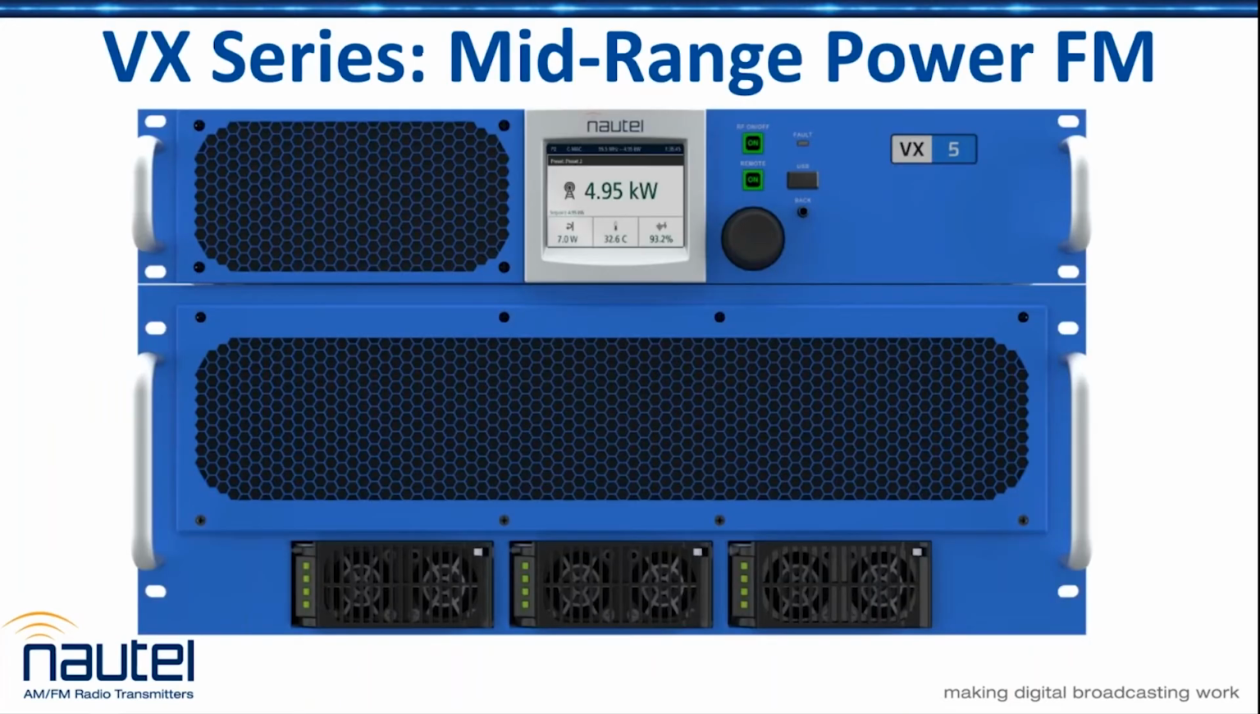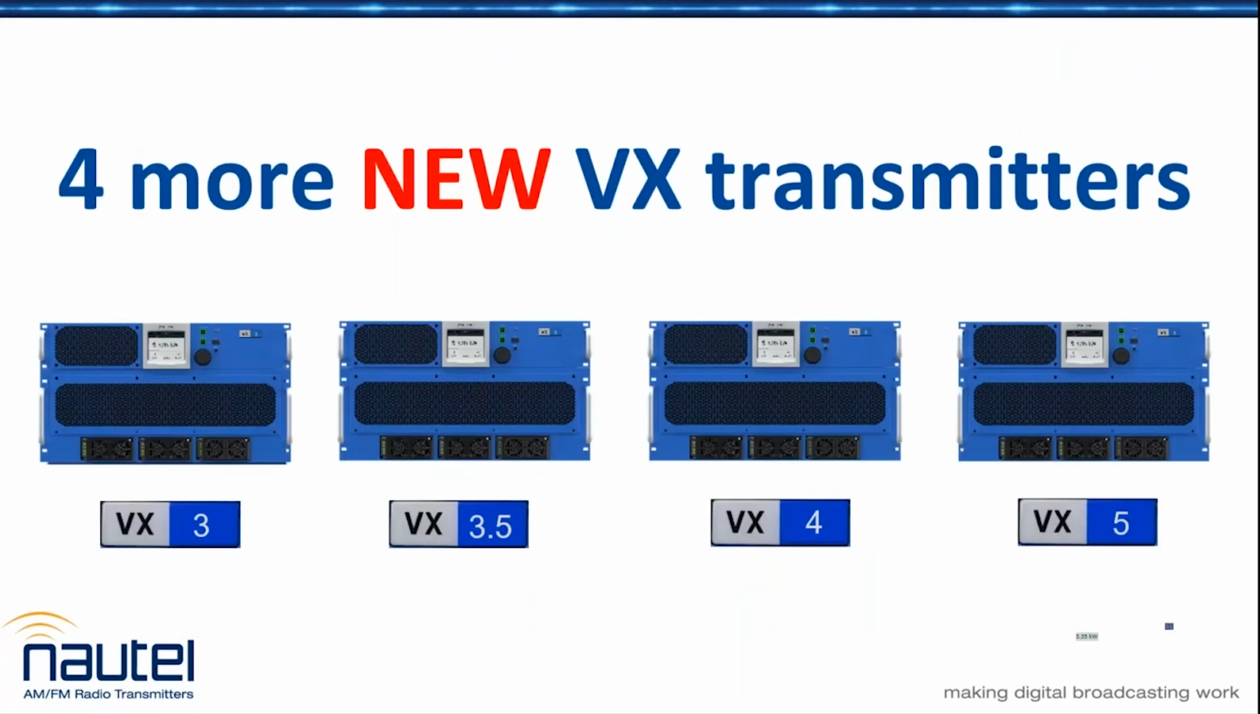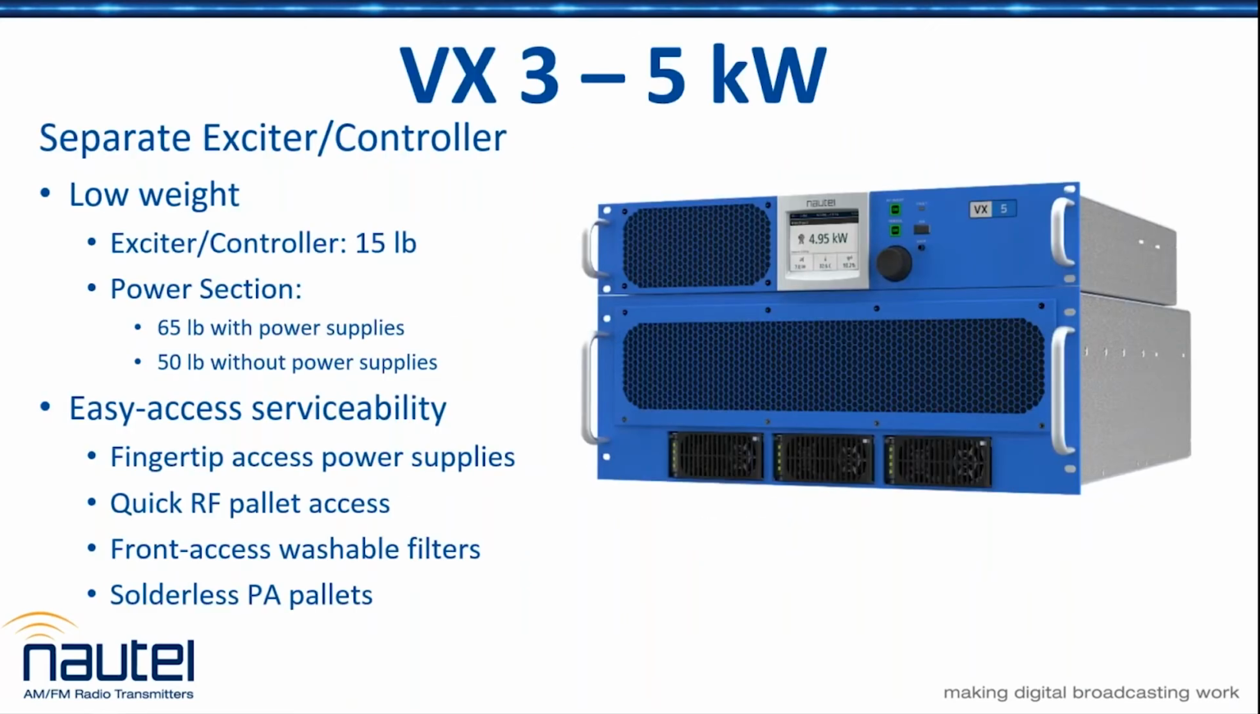But that's not all we've got. So we've got also the up to 5 kilowatts. This is something that is very exciting to have as an addition here, which allows us to have 3, 3.5, 4, and 5 kilowatt models that are made up of two boxes. So there's the exciter on the top, and you can see that in this picture here, and that weighs about 15 pounds. And then without the power supplies, the lower one is about 50 pounds. So these are things that a solo person up at the site can install into a rack with a degree of ease.